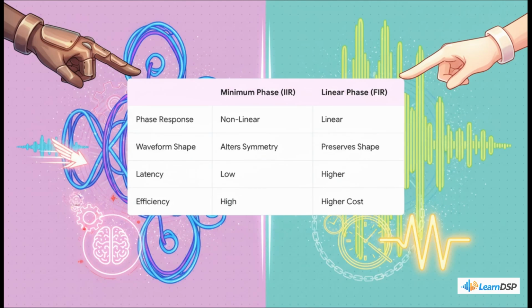Then you have linear phase filters. Now, these are a lot more complex, they take more processing power, and they add a little bit of overall delay. But they do something that's kind of like magic. They keep the timing relationship perfect across all frequencies. They preserve the original sound with just incredible accuracy.